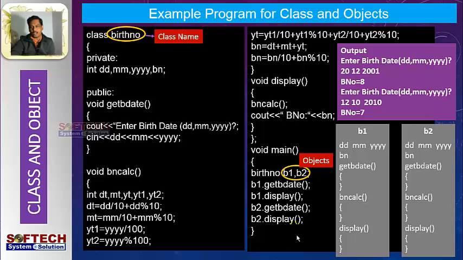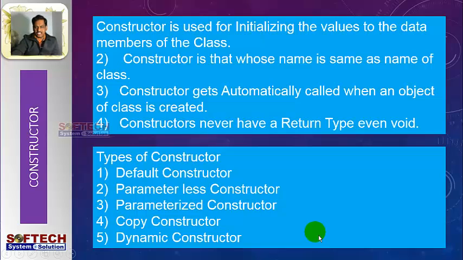So this is the example program to illustrate the class and the object. By using the dot operator, we access the data member. Next one is constructor. A constructor is used for initializing values to the data members of the class. What is a constructor? A constructor is a kind of function, a kind of method, that is automatically called when the object of the class is created.